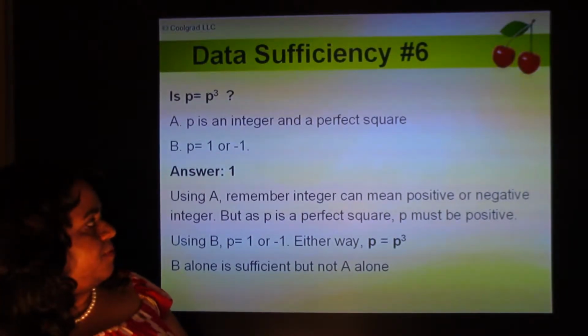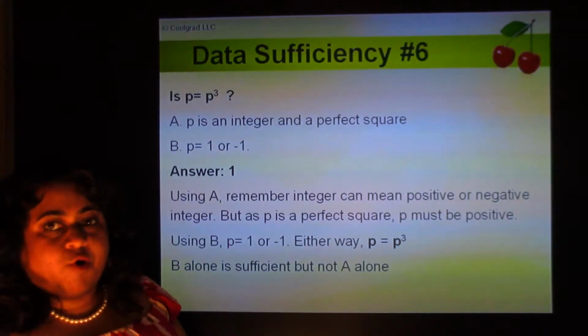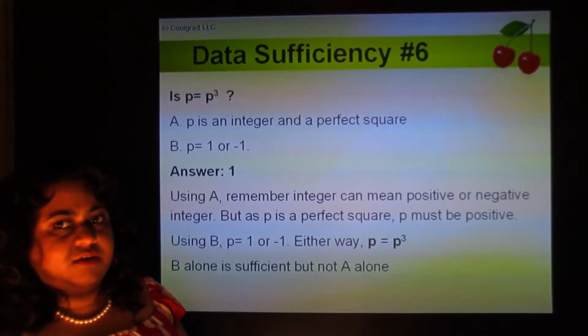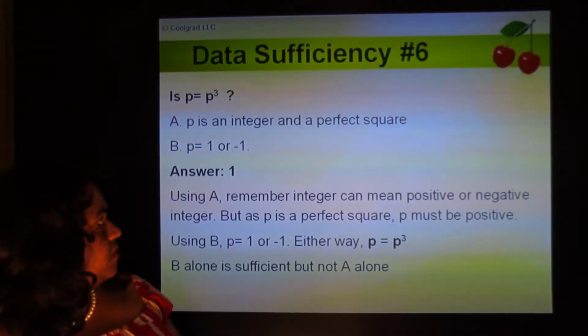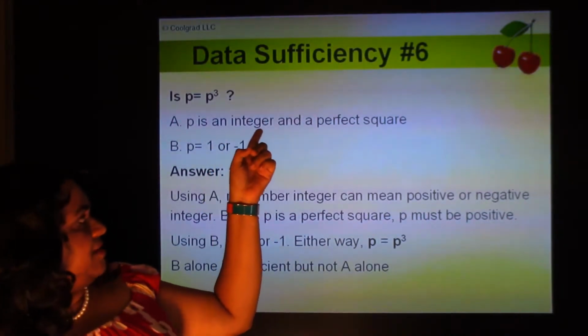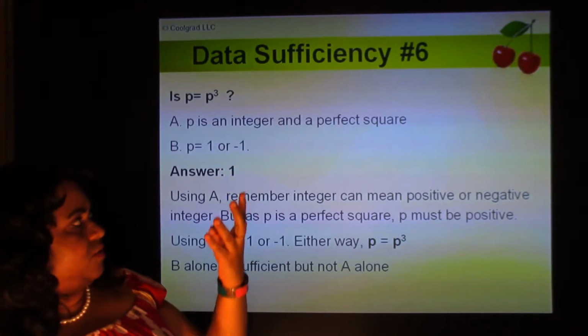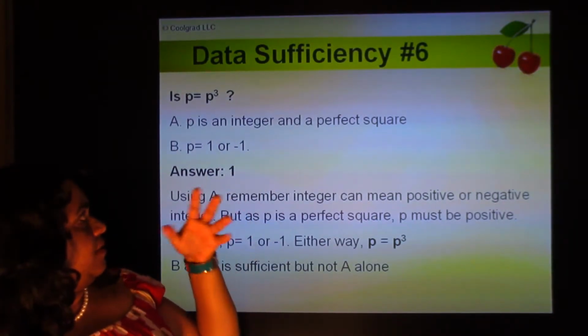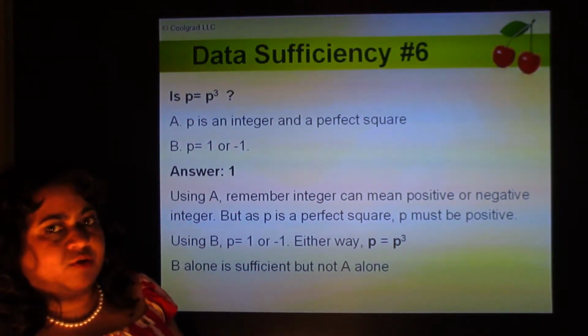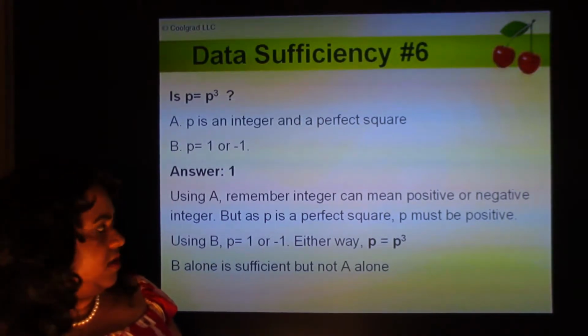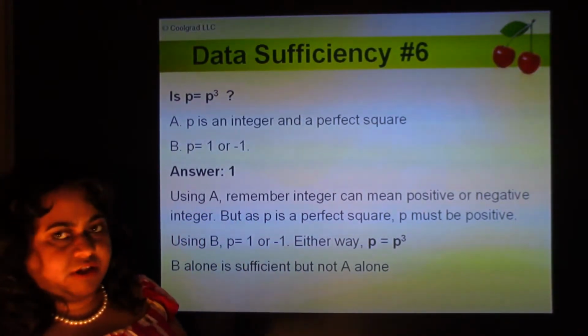So P is an integer and a perfect square. So P can be 4 or 9 or 16 or 1. We don't know. If P is equal to 1, then P equal to P cube. And if P is equal to 4, then P is not equal to P cube. So we can't arrive at a unique solution. Using statement A alone, we cannot solve the problem.